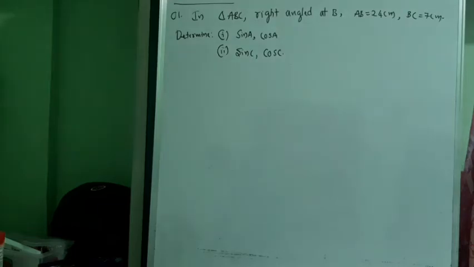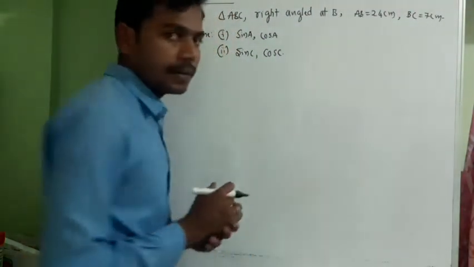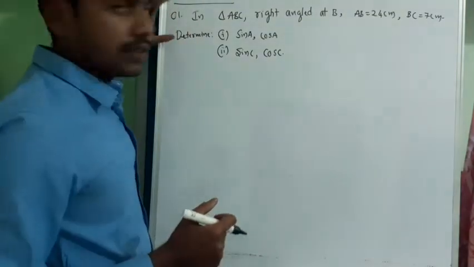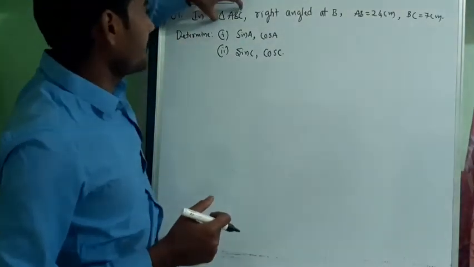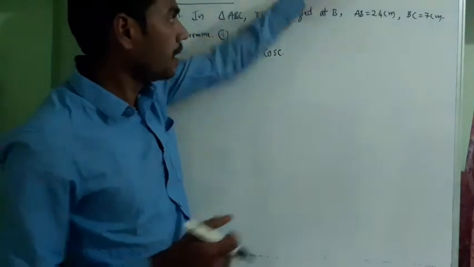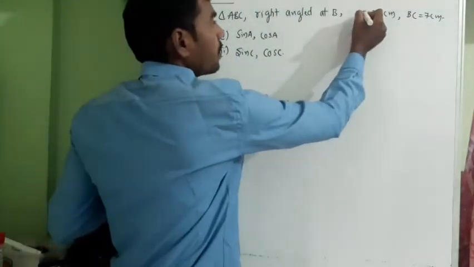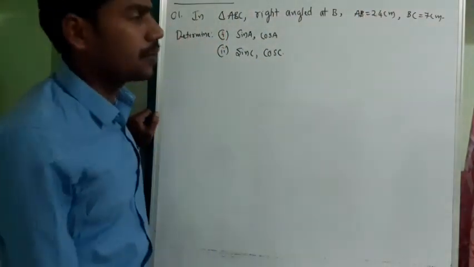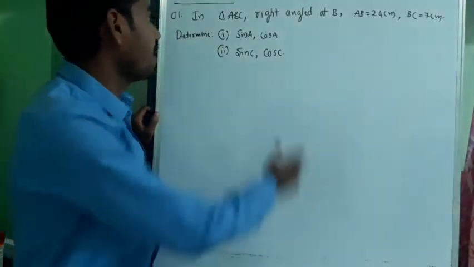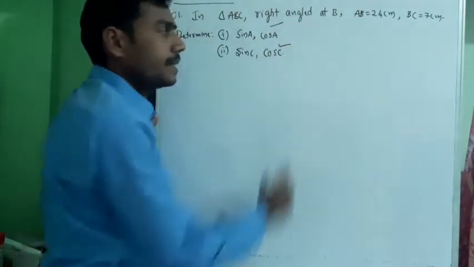We'll start with exercise 8.1. Already I have given the introduction for exercise 8.1. So the first question is, in triangle ABC, right angled at B, AB is equal to 24 centimeter and BC is equal to 7 centimeter. Determine sin A, cos A, sin C, cos C.